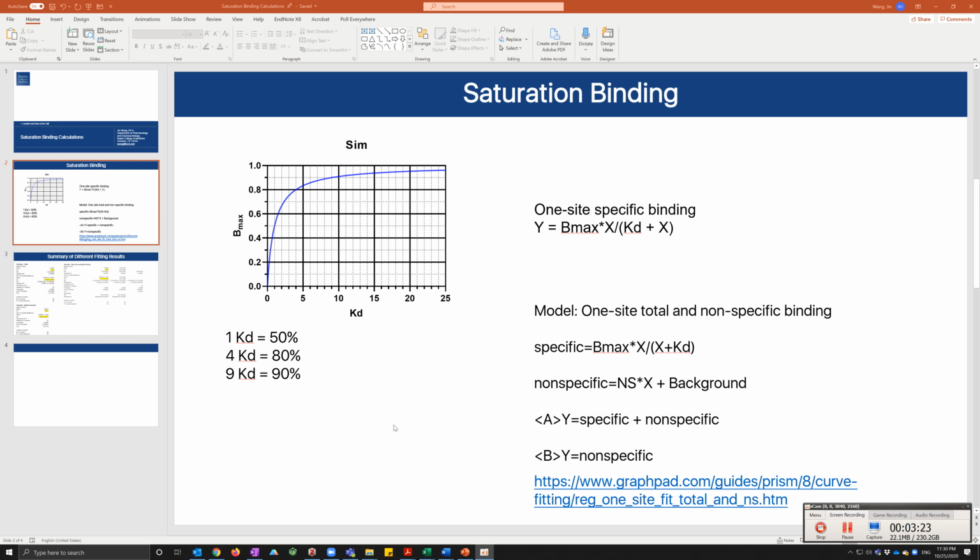If you use Prism, they have this so-called one site specific binding, and they also have one site total, and another one, one site total and non-specific. I just want to briefly go through the differences of these different ways of calculation.